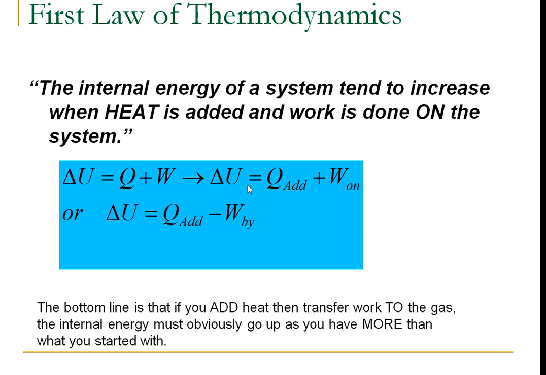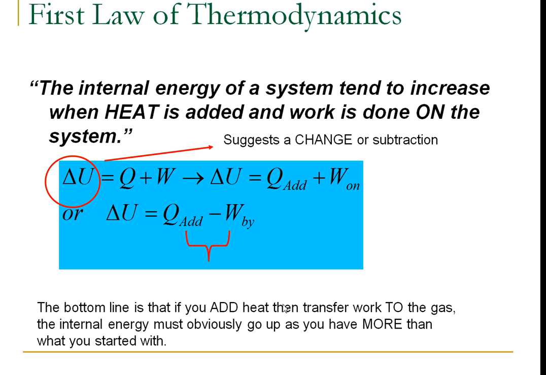The change in internal energy is the heat added plus work done on the system. Or the internal energy is heat added minus work done by. You can combine this into one equation. Delta U is the Q added minus the work done by. Okay. Remember, delta U suggests a change, and the delta here, this Q added minus Q by, you're really adding a negative.